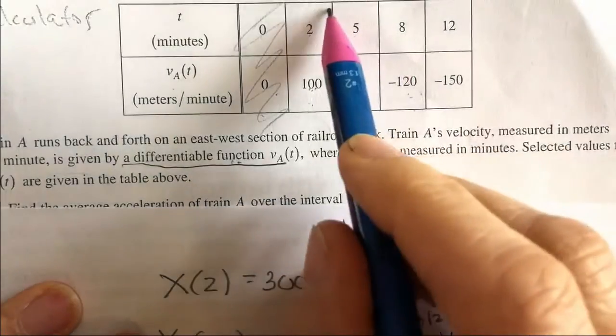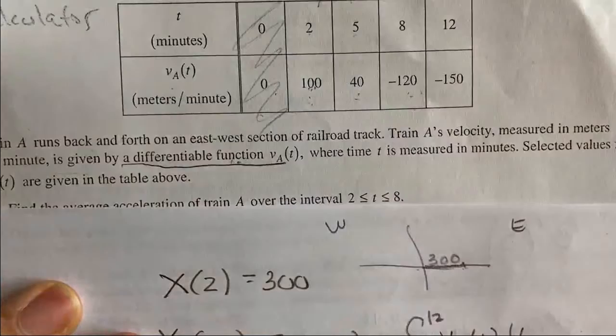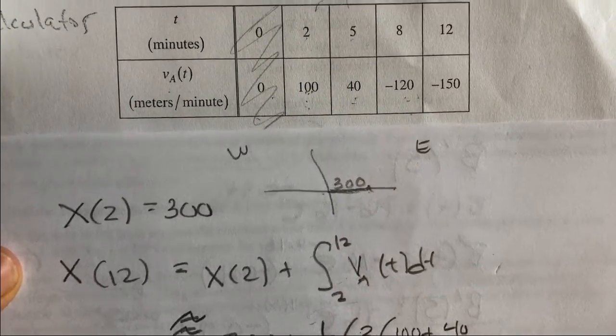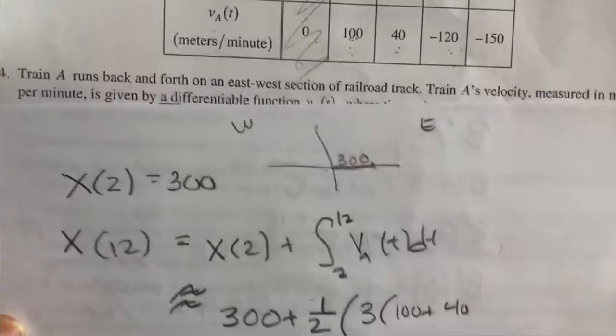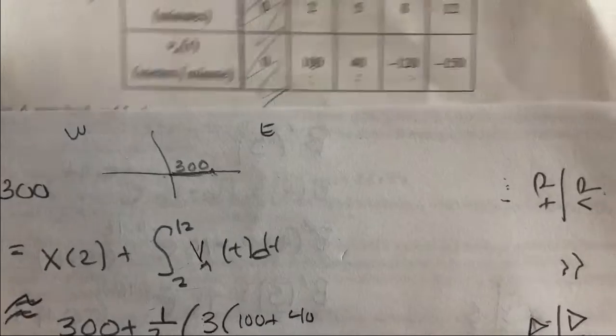Okay, so for the first trapezoid, the height is 3. The sum of the bases are 100 plus 40. Oops, got to get in the frame here. Can't fit it all in. Okay, that's good.